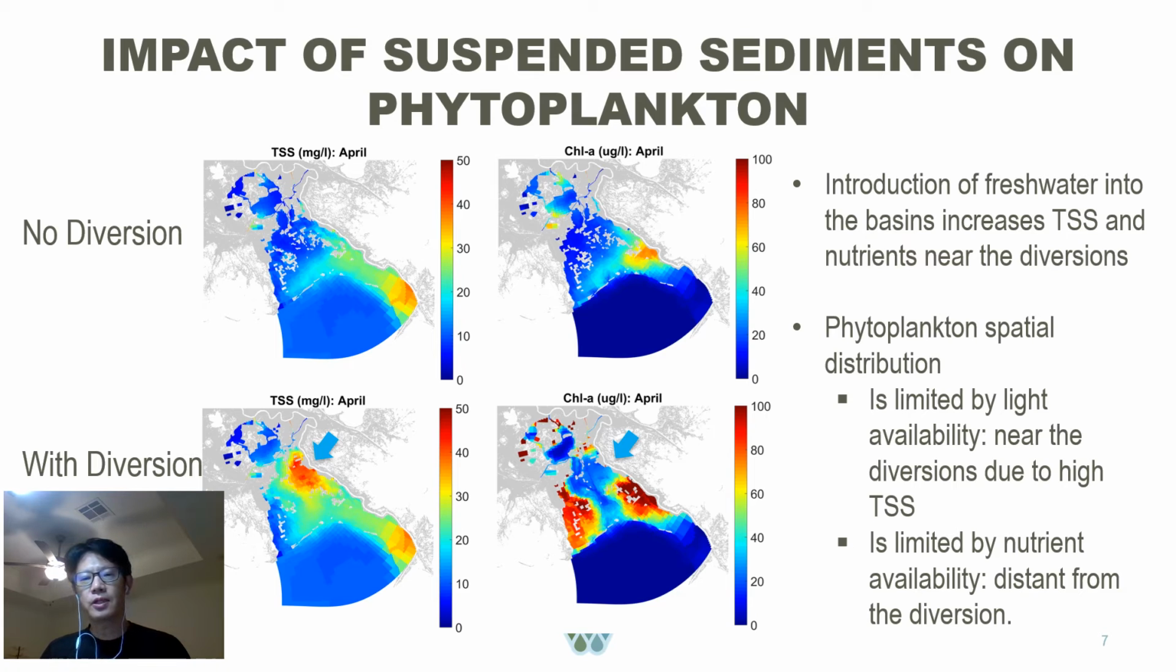However, freshwater input from the Mississippi River into the basin increased the sediment and nutrient concentration in the basin. It changed the distribution of phytoplankton in the basin. Especially, no phytoplankton was observed near the diversions due to light limitation. Instead, high chlorophyll concentrations were observed in nutrient-limited areas far from the diversion.